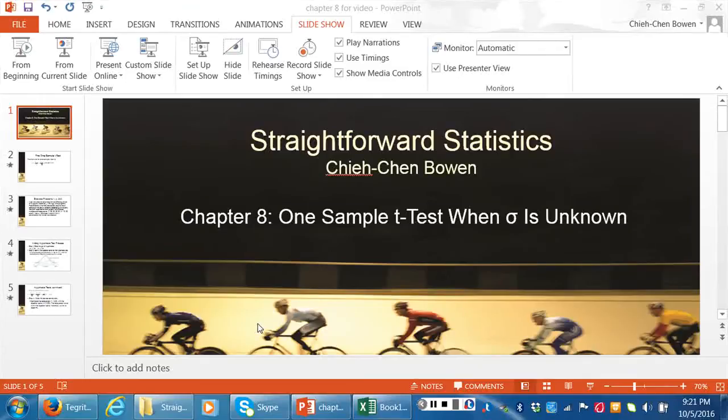Today we are on the topic of Chapter 8, One Sample T-Test when sigma is unknown, in Chieh-Chen Bowen's Straightforward Statistics, published in 2016.